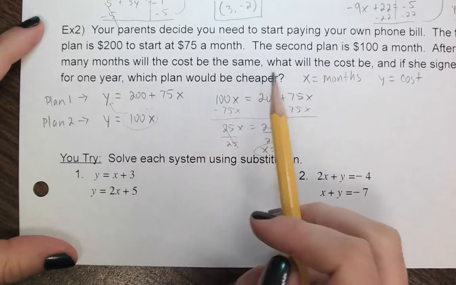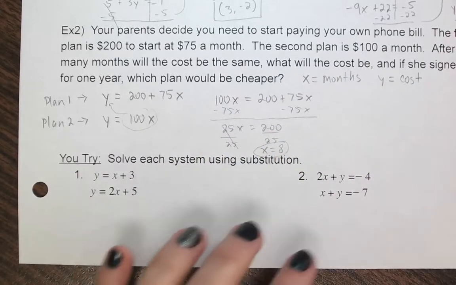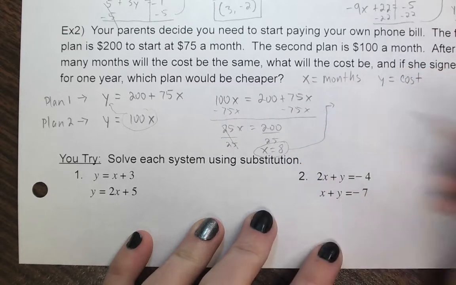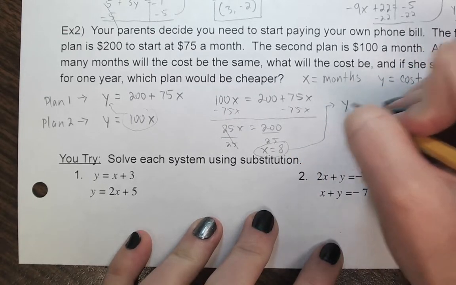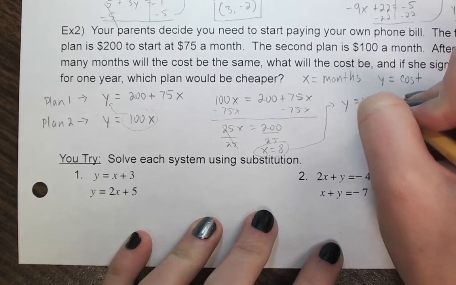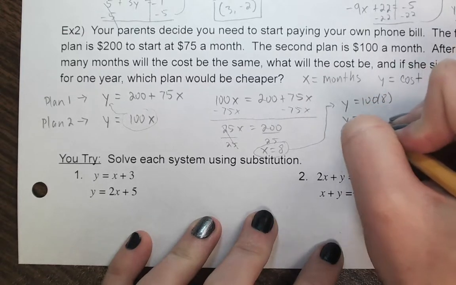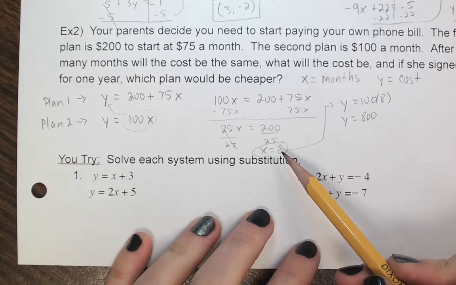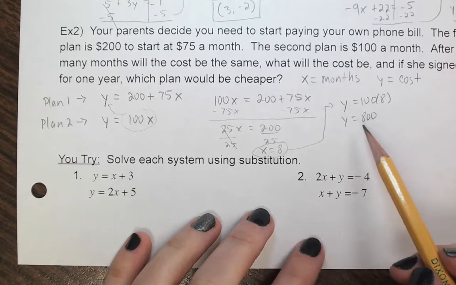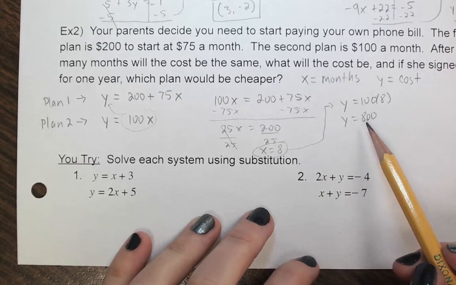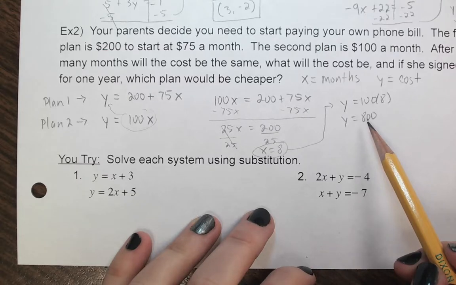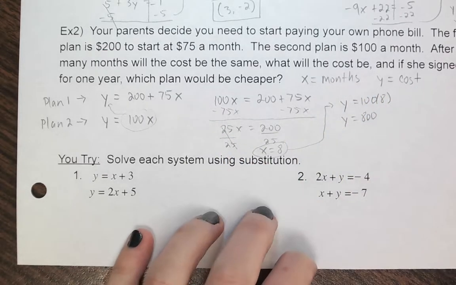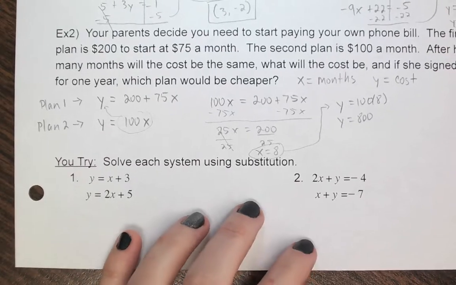Then after how many months will the cost be the same and what will that cost be? So that is going to be our y value. So if we plug that back in, y equals 800. So this means after 8 months of service for both plans, you've paid $800 for that cell phone. And then the last question, it says, if she signed up for 1 year, which plan would be cheaper?